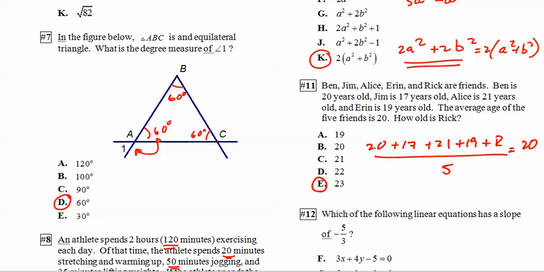Because 20 is the average age, ditch it. 21 and 19 average to 20, ditch it. 17 has to average with Rick, so Rick has to be 23. Another way to do it is all I'm saying. This way is fine too. 20 plus 17 plus 21 plus 19 is 77. Plus Rick equals 100. I multiplied everything by 5. 23. Just another way to do it.